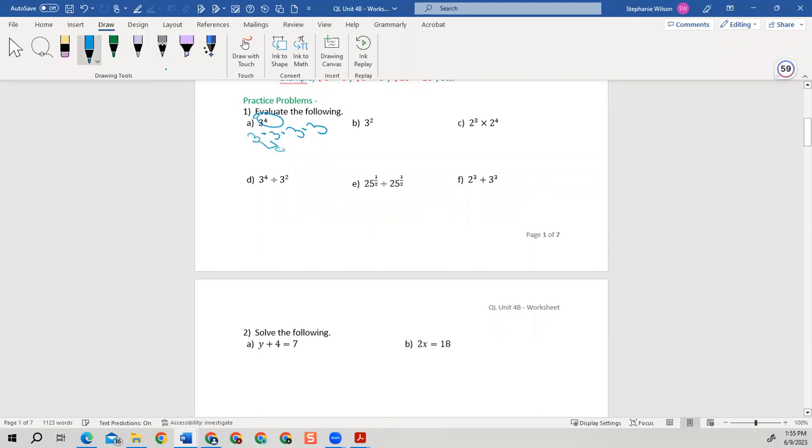So I have 3 times 3 is 9, and then 3 times 3 is 9, or you could have gone 3 times 3 is 9 times 3 is 27, and so on. Now I could say 9 times 9 is 81. So 3 to the 4th power is 81.